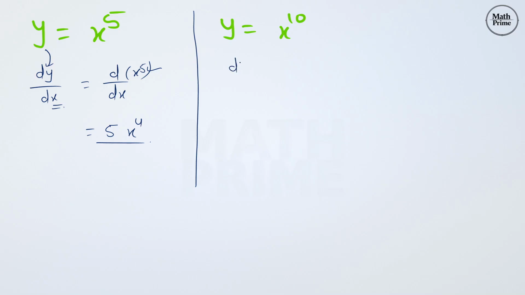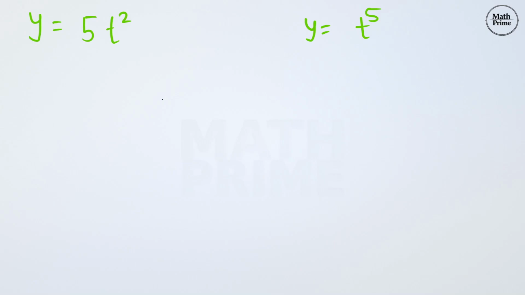Now dy by dx is equal to d upon dx of x raised to power 10. Now 10 comes in front, and x raised to power 10 minus 1 means 10 times x raised to power 9.